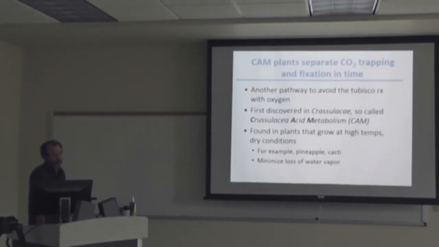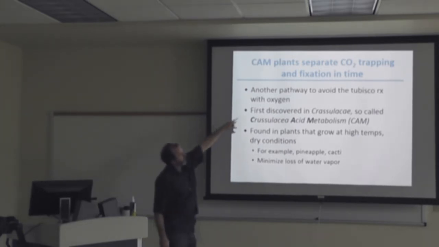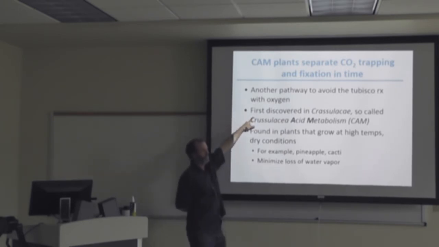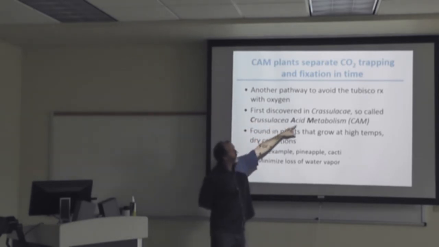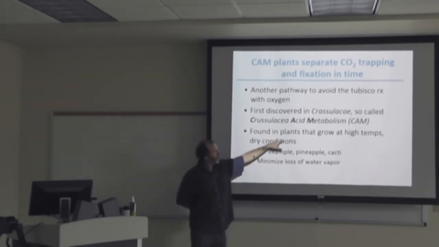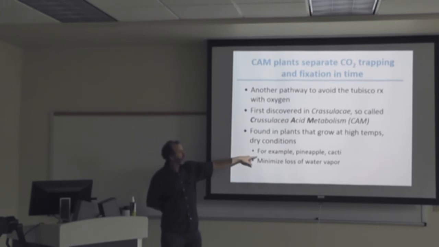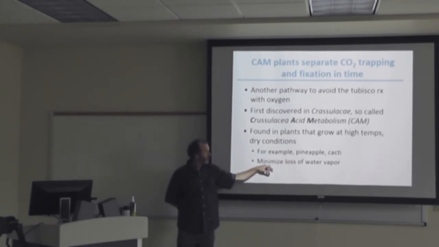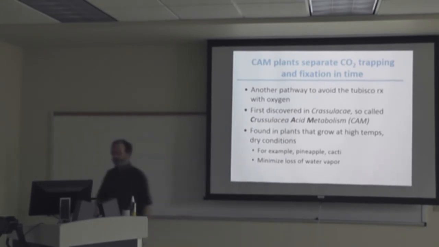So CAM plants separate carbon dioxide trapping and fixation in time. Another pathway to avoid the Rubisco reaction with oxygen. The Rubisco reaction with oxygen? Is that a typo? Sorry. First discovered in Crassulaceae, so-called Crassulacean acid metabolism, or the CAM cycle, found in plants that grow at high temperatures and dry conditions. And this is pineapple, cacti, and it minimizes loss of water vapor.